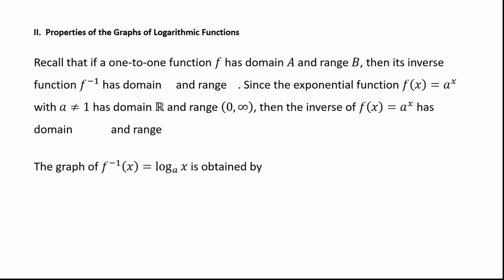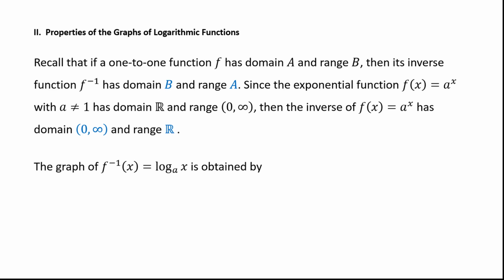Roman numeral 2, properties of the graphs of logarithmic functions. Recall that if a one-to-one function f has domain A and range B, then its inverse function f inverse has domain B and range A. That is, the domain and range simply switch. Since the exponential function f of x equals a to the x with a not equal to 1 has domain R and range 0 to infinity, then the inverse has domain 0 to infinity and range R.